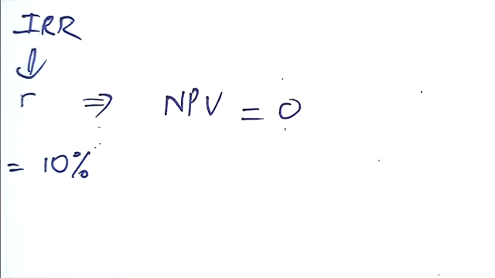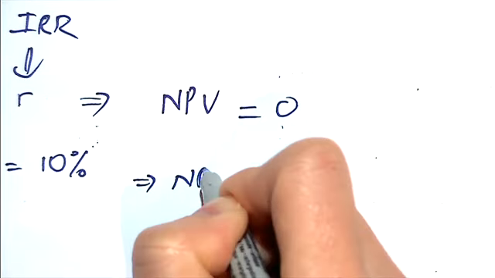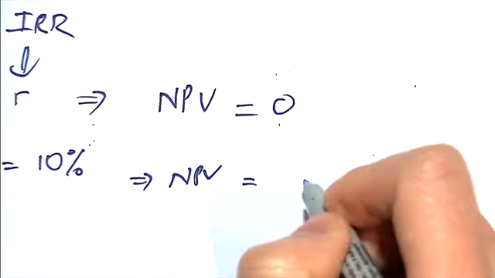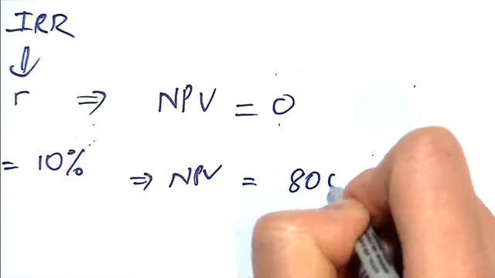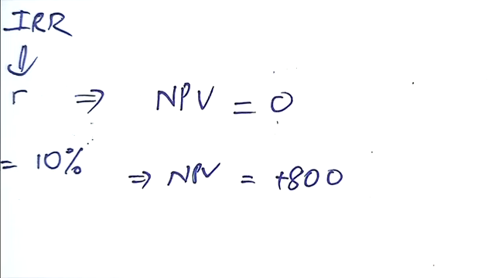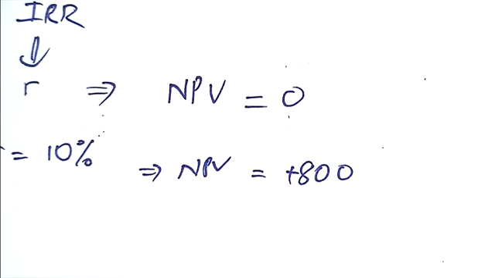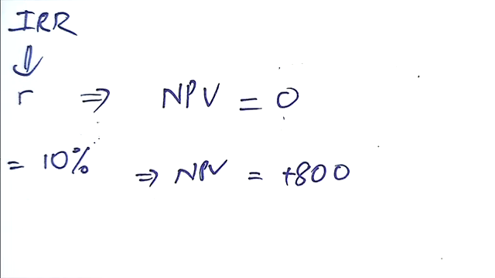okay? And you have to calculate NPV. And it just happened that when you plug 10% in the formula, your NPV is positive 800. It's a positive number. What do you think about the IRR? Should it be lower or higher than 10%? It should be higher than the 10%, correct? What should we do? We try a higher number, okay?